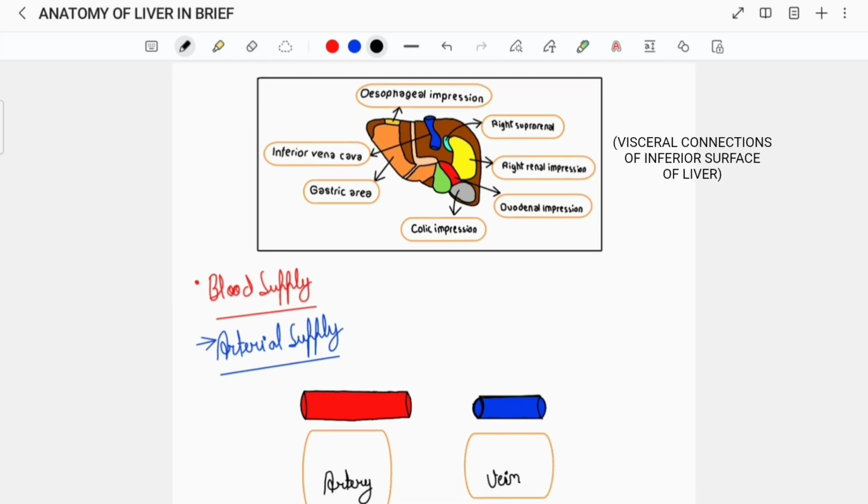This diagram over here shows some visceral connections of the liver, particularly of the inferior surface, which includes the esophageal impression, the gastric area, the colic impression, the duodenal impression, the right renal impression, and the right suprarenal impression.